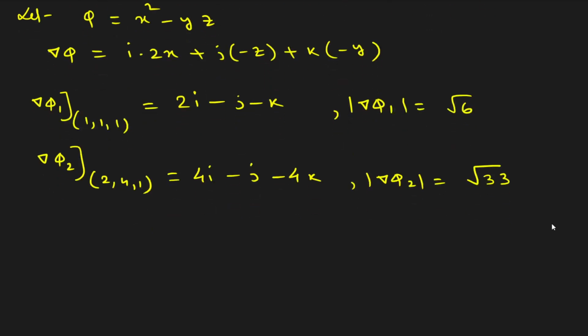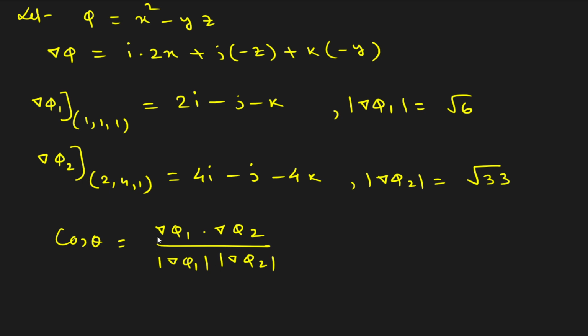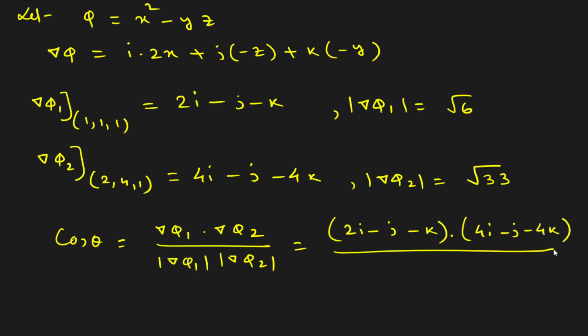Now let us find the angle. So cos theta is gradient of phi 1 dot gradient of phi 2 divided by modulus of gradient phi 1 and modulus of gradient phi 2. So just to put the values, it is 2 i cap minus j cap minus k cap dot 4 i cap minus j cap minus 4 k cap, divided by root 6 and then root 33.